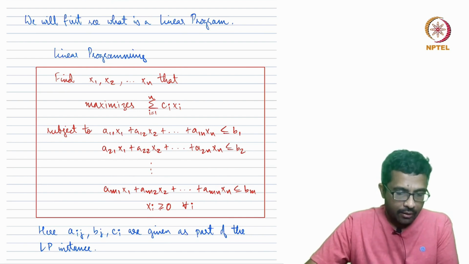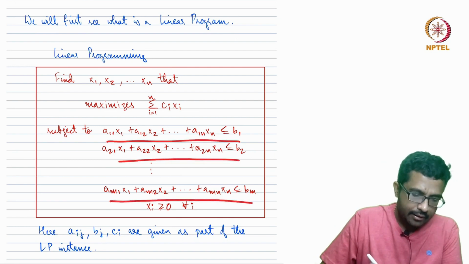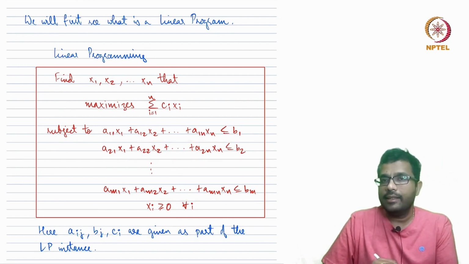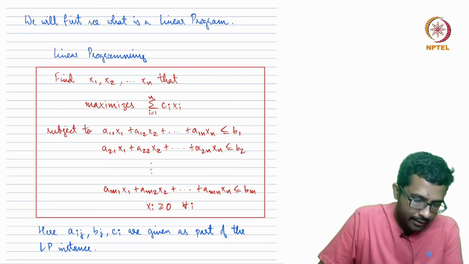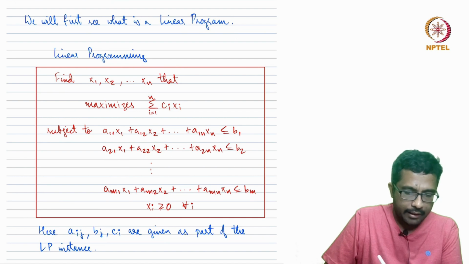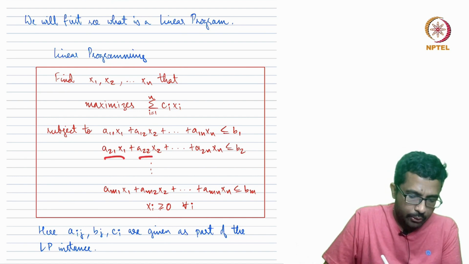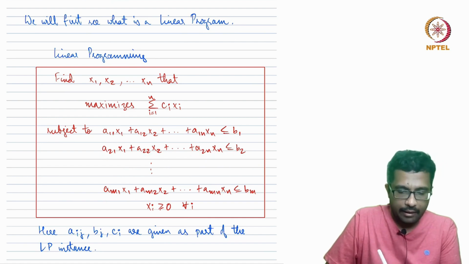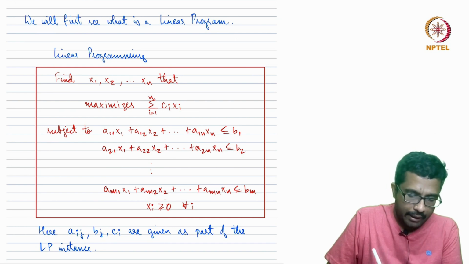The thing is that the constraints and the objective function are all given as linear inequalities, or in linear form. So the constraints are like a11 x1 plus a12 x2 up to a1n xn less than or equal to b1, a21 x1 plus a22 x2 and so on less than or equal to b2, and so on up to am1 x1, am2 x2 and so on less than or equal to bm.